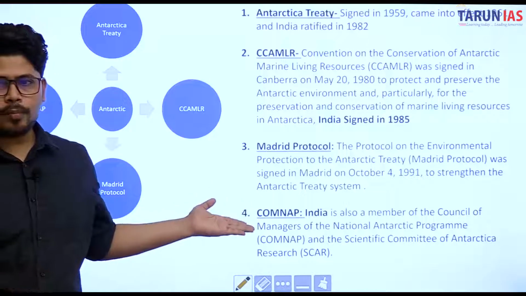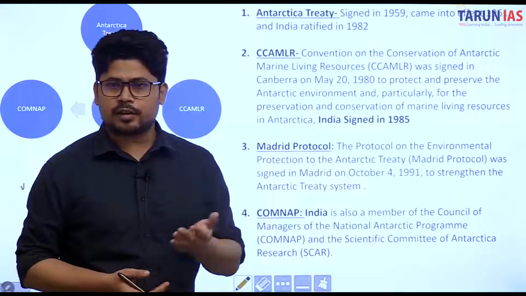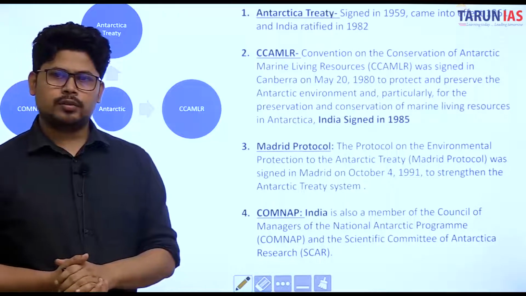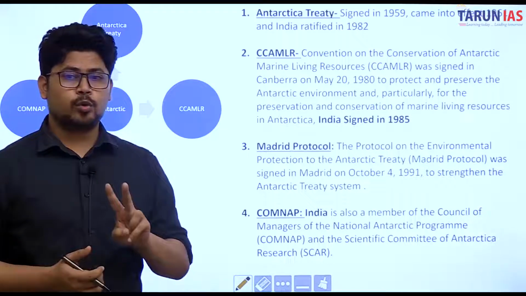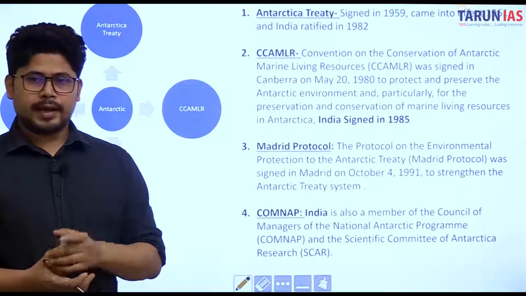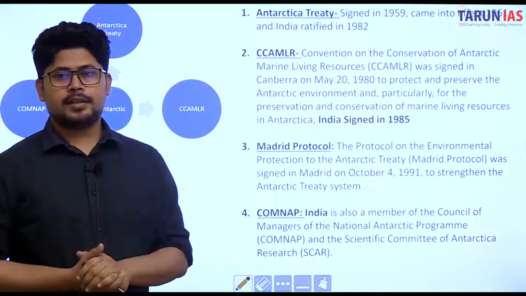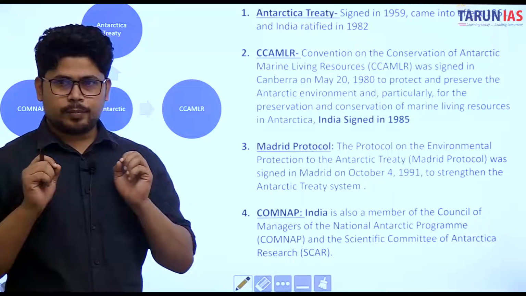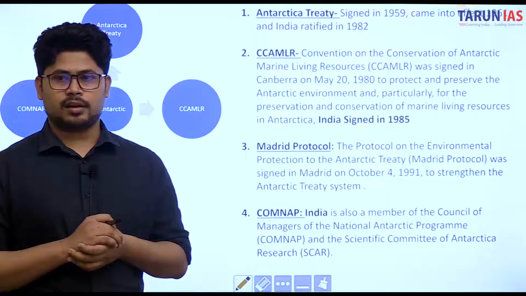Then comes COMNAP. India is also a part of the Council of Managers of National Antarctic Programs, because India has two bases right now in Antarctica and is among only nine countries which have more than one base. India established its latest base in 2012, that is Bharati, and it is a very high-end base, from where deep exploration missions are carried out inside Antarctica.